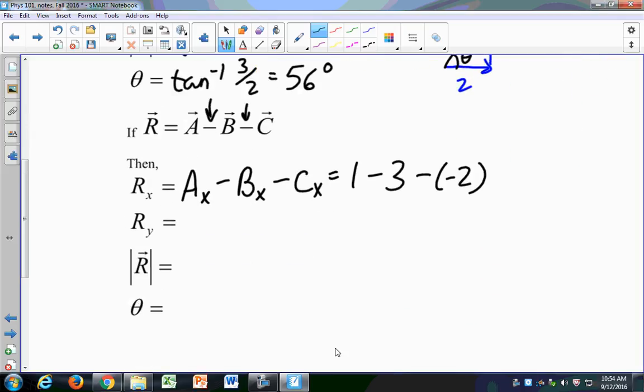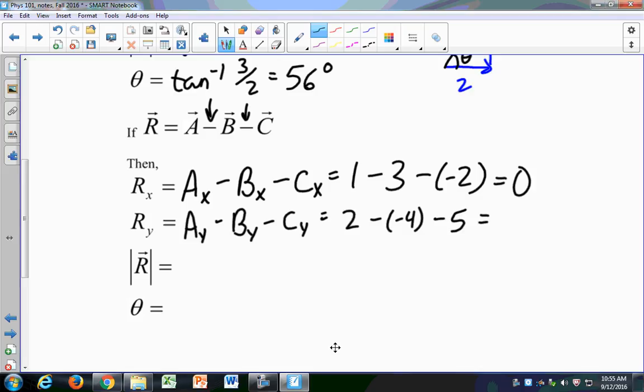And so that's 1 minus 3 plus 2, 0, right? Yeah, 0. And then Ry would be Ay minus By minus Cy. That's 2 minus negative 4 minus 5. And that's equal to 1. Well, gosh, I mean, we know where that is, right? Our magnitude, a 0 and a 1, what's my magnitude? It's just 1. And my angle is 90 degrees, right?